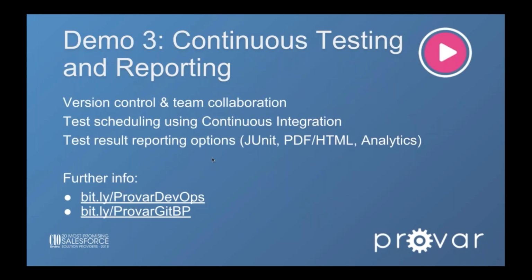So now I'm going to do some demonstrations for you. It's quite lightweight on the demo, so you won't have to focus too hard on this one. I'm mainly going to show you a brief part of how Provar uses version control with things like Git. So we'll see that very quickly, and how we can do team collaboration, and how we create a set of tests. And then I'm really going to look at things like continuous integration platform, in this case Jenkins, and we can look at some of the result reporting options for things like JUnit, PDF, and Salesforce Analytics.